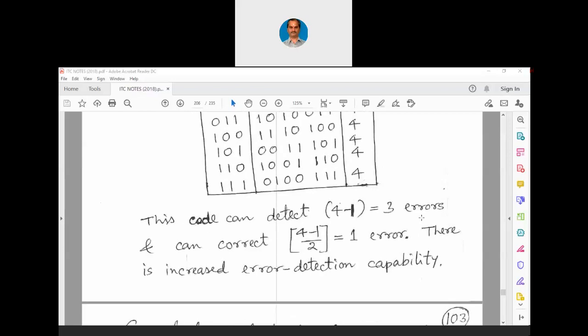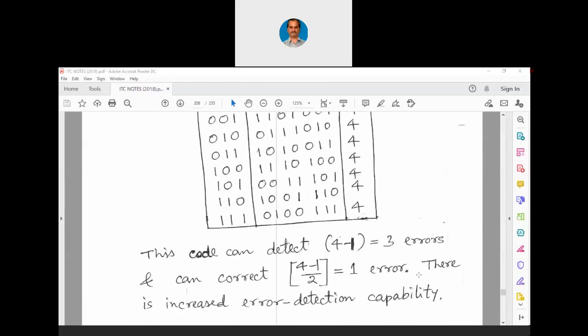There is increased error detection capability in the case of this expurgated code. We had seen the example of a (7,4) code earlier. Now we are seeing a (7,4) code here, which has an increased detection capability. It can detect 3 errors, but it can correct only one error. So sometimes the expurgated codes will have better abilities when compared to the regular codes. That is the finding in this particular topic.